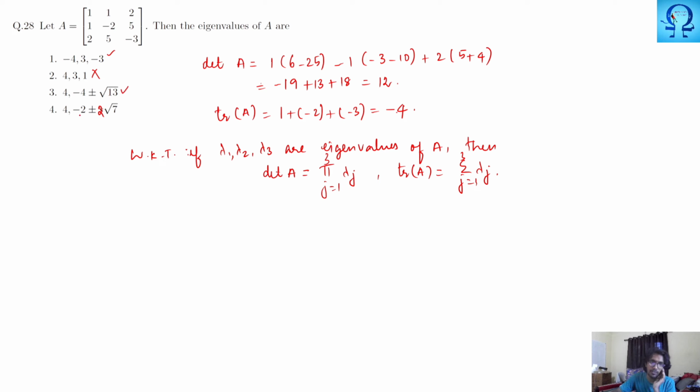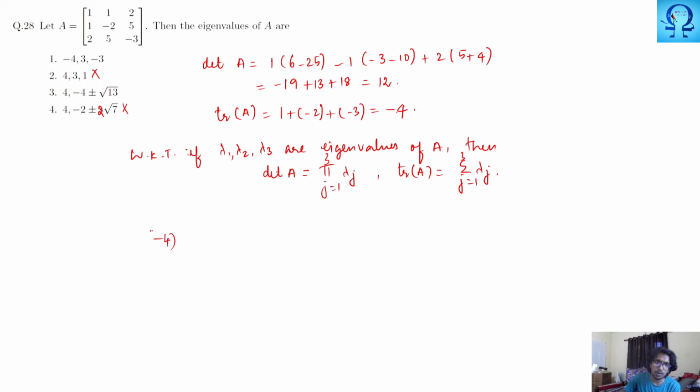And when we move to option 4, it has 4 minus 2. This 2 root 7 and minus 2 root 7 get cancelled. This also is not equal to 4. So options 2 and 4 lose their chance just by checking the trace property. Okay. Now let us check the determinant one.